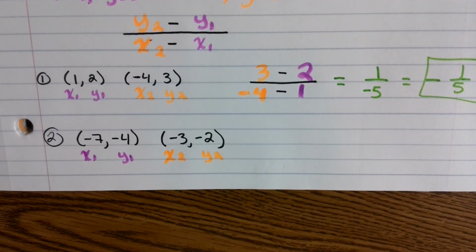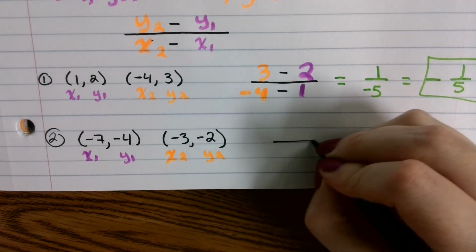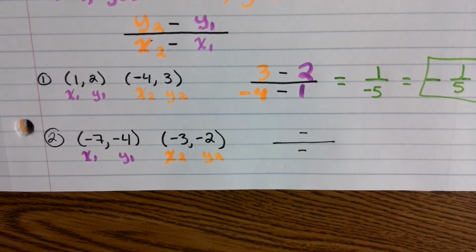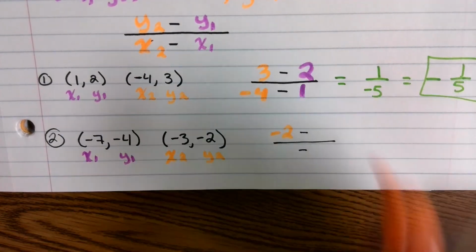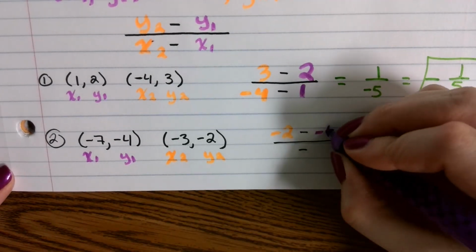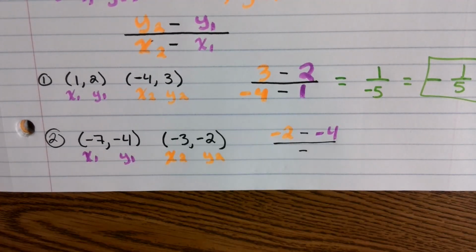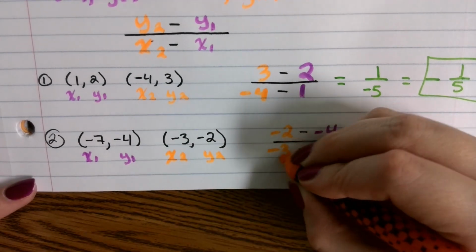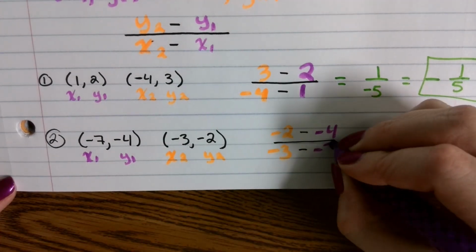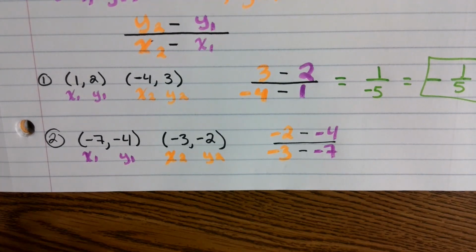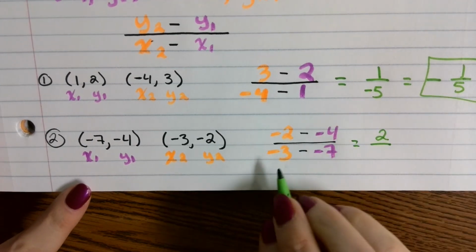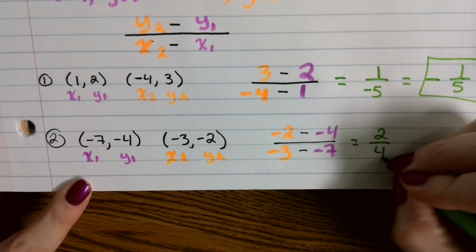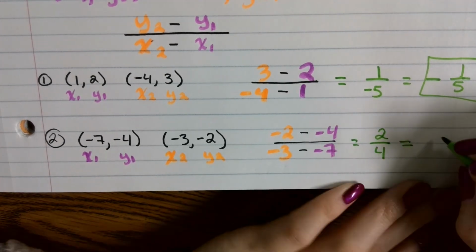And then it's just a subtraction problem. Once again, you set it up as a fraction with subtraction on the numerator and the denominator. So you're going to take your y2 value, which is a -2, and subtract your y1 value, which is a -4. So you now have -2 minus -4. Then you take your -3 for your x2 and subtract your -7 for your x1. So you have -3 minus -7. -2 minus -4 is going to give you a +2. And then -3 minus -7 is going to give you a +4. And you can simplify that to 1/2.